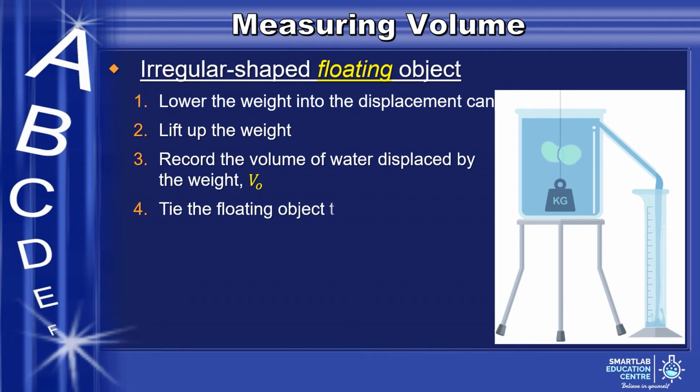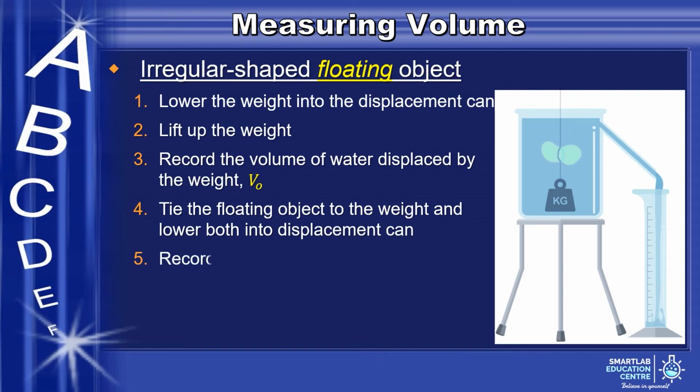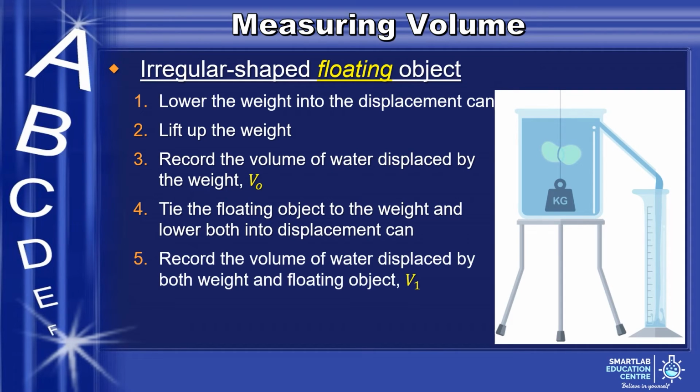4. Tie the floating object to the weight and lower both into the displacement can. 5. Record the volume of water displaced by both weight and floating object, V1. The volume of the object is V1 minus V0.